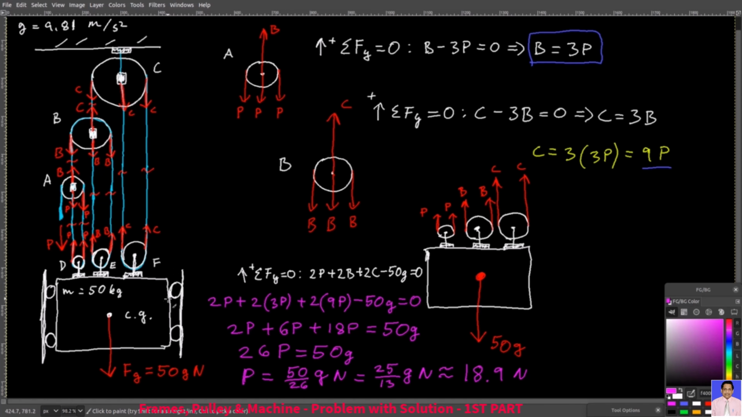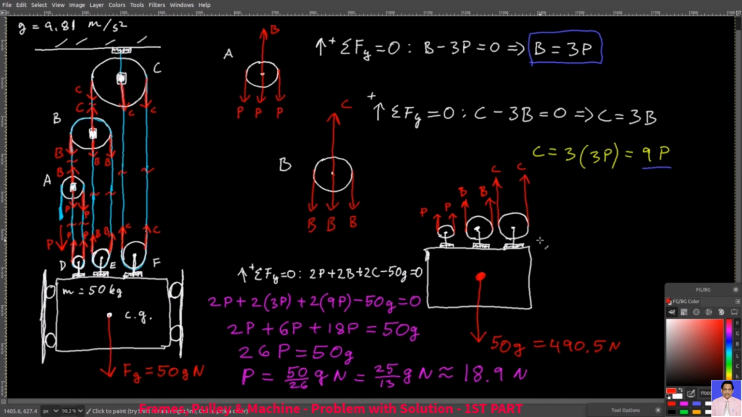Note that the force of gravity of the elevator is 50 G newtons, which is 490.5 newtons. That's a lot for one person to pull. However, as you can see, with the right pulley system, you have to apply significantly less force in order to keep it at rest. In this case, you only have to apply 18.9 newtons of force in order to keep a 490.5 Newton object in equilibrium.